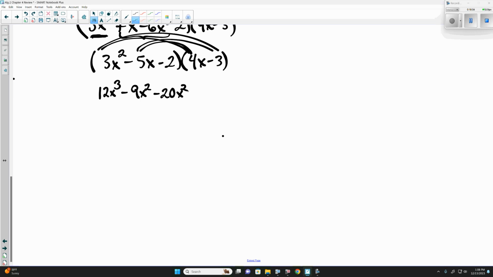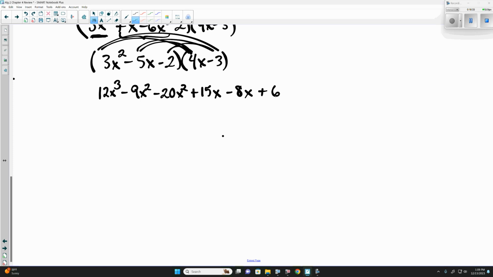Because if you're asking about the calculator, I can do negative 5 times 4 in the calculator, get negative 20. We have to do the x's by hand. Negative 5x times negative 3, well, negative 5 times negative 3 is plus 15, and we still have x. And lastly, we distribute the negative 2. Negative 2 times 4x is negative 8x. Negative 2 times negative 3 is plus 6.